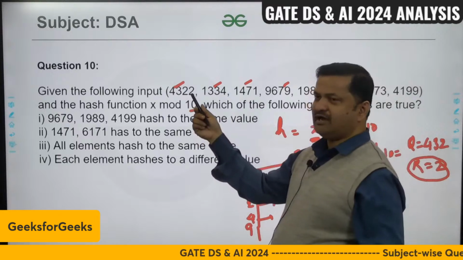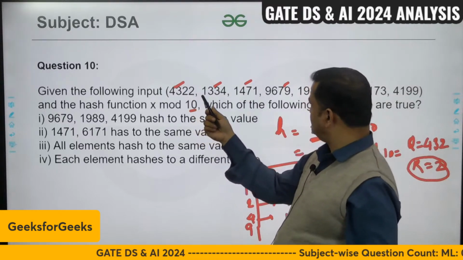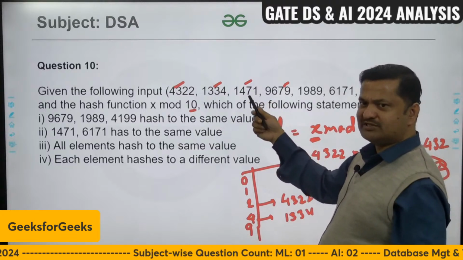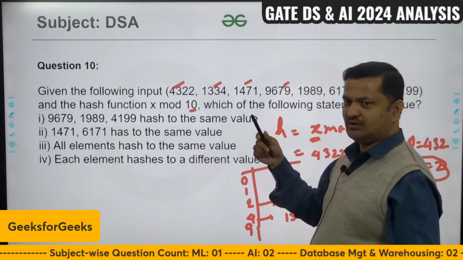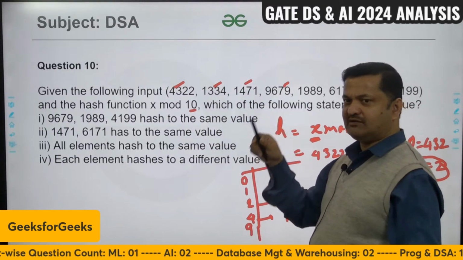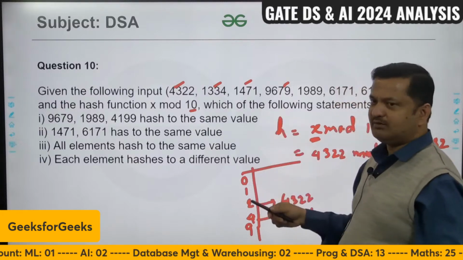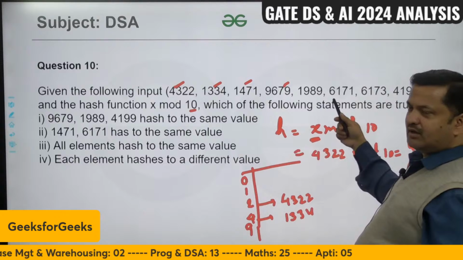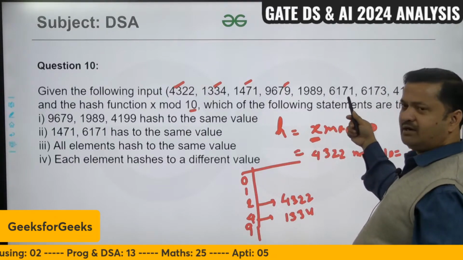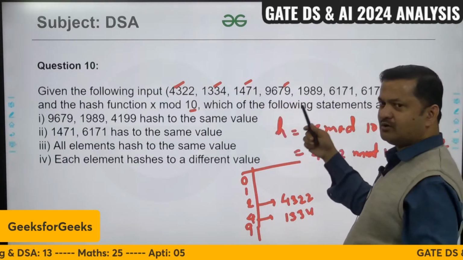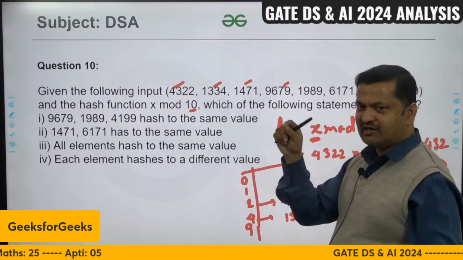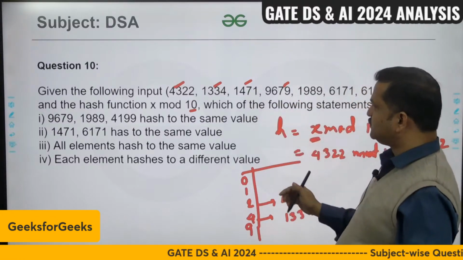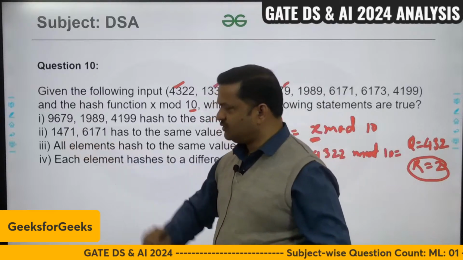and if we divide it, all those values whose last digit is going to be the same will collide at the same position. They will fight to be inserted at the same position. So definitely there will be a collision. That means 1471 is going to collide with 6171. These two numbers are going to occupy the same index. Index number 1 is to be occupied by these two elements. All right, so in that particular case, option 2 is going to be the correct one.